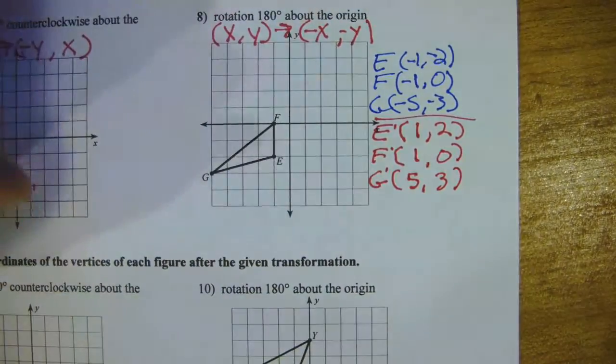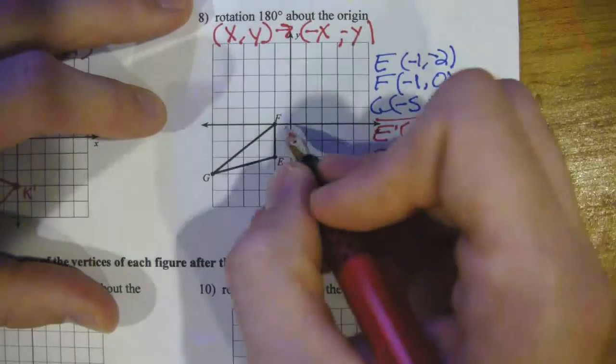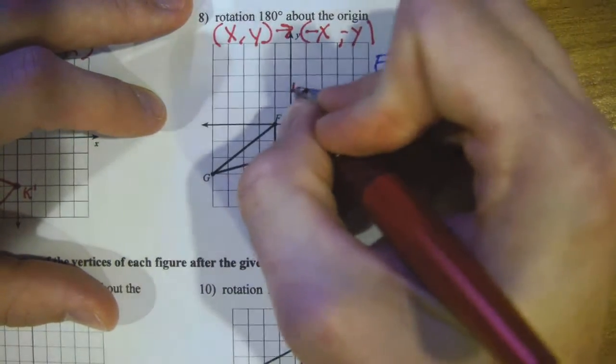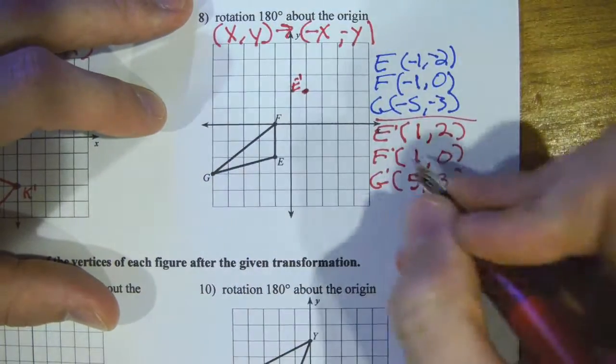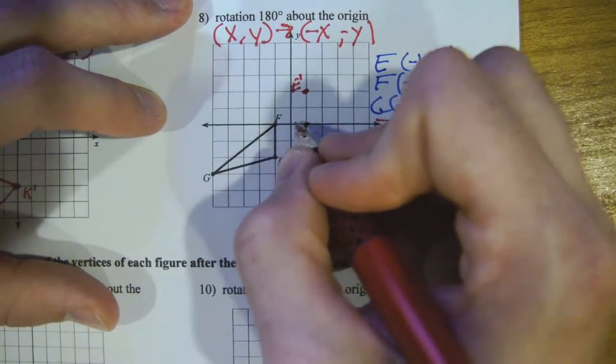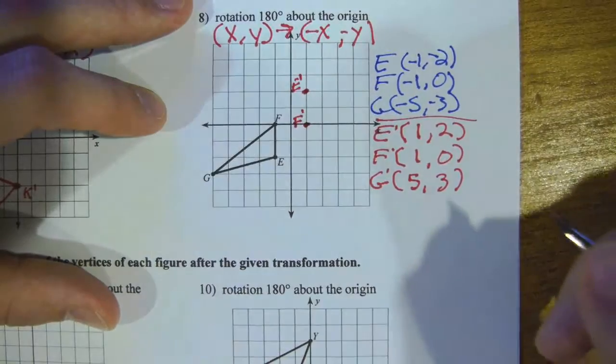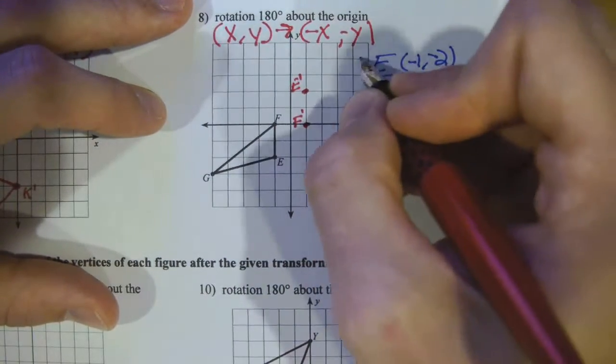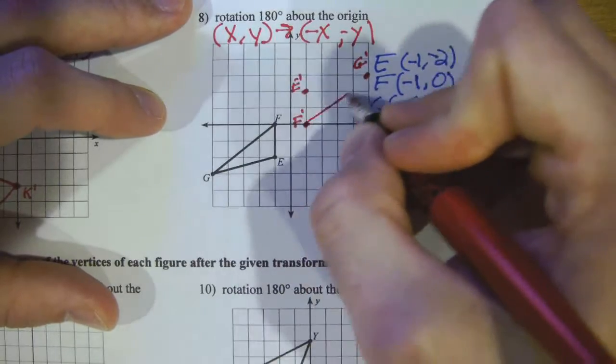All right, all we got to do is graph those. So 1, 2, so over 1, up 2, that is for E prime. F is at 1, 0, so there's F prime. G is at 5, 3, so that's up here at G prime.